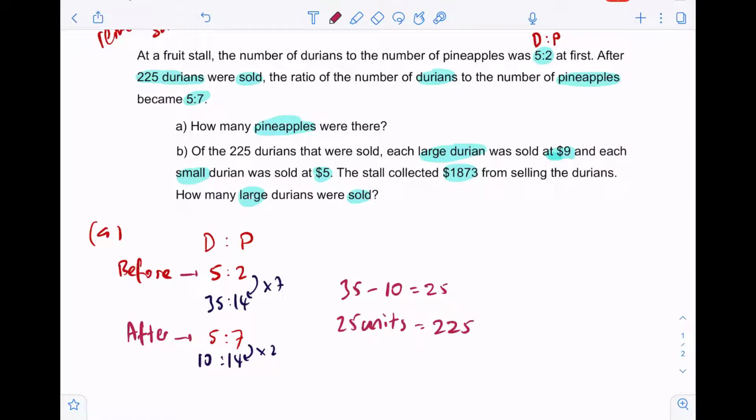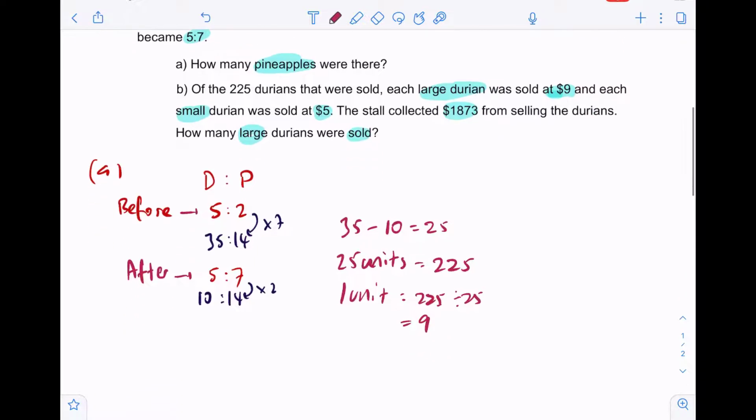So what we can do now is to find the value of 1 unit. 1 unit will be equivalent to 225 divided by 25, and you will get 9 fruits. How many pineapples were there? Pineapples is 14 units over here. So 14 units will be equals to 9 times 14, and you get 126 pineapples. Now this is the answer for part A. Part A is done.